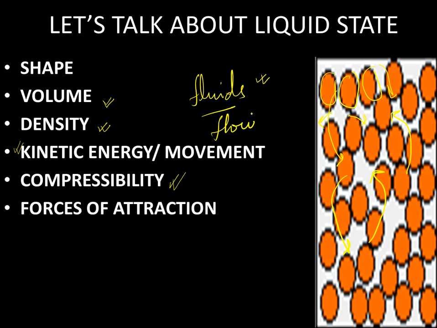Okay, when we talk about compressibility, the particles of a gas are further away from one another than the particles of a liquid. However, the liquid particles are still packed quite closely together. That's why when we apply external pressure, the particles cannot come any closer. So liquids are incompressible, meaning we cannot compress a liquid, because their particles are free to move but relatively close.